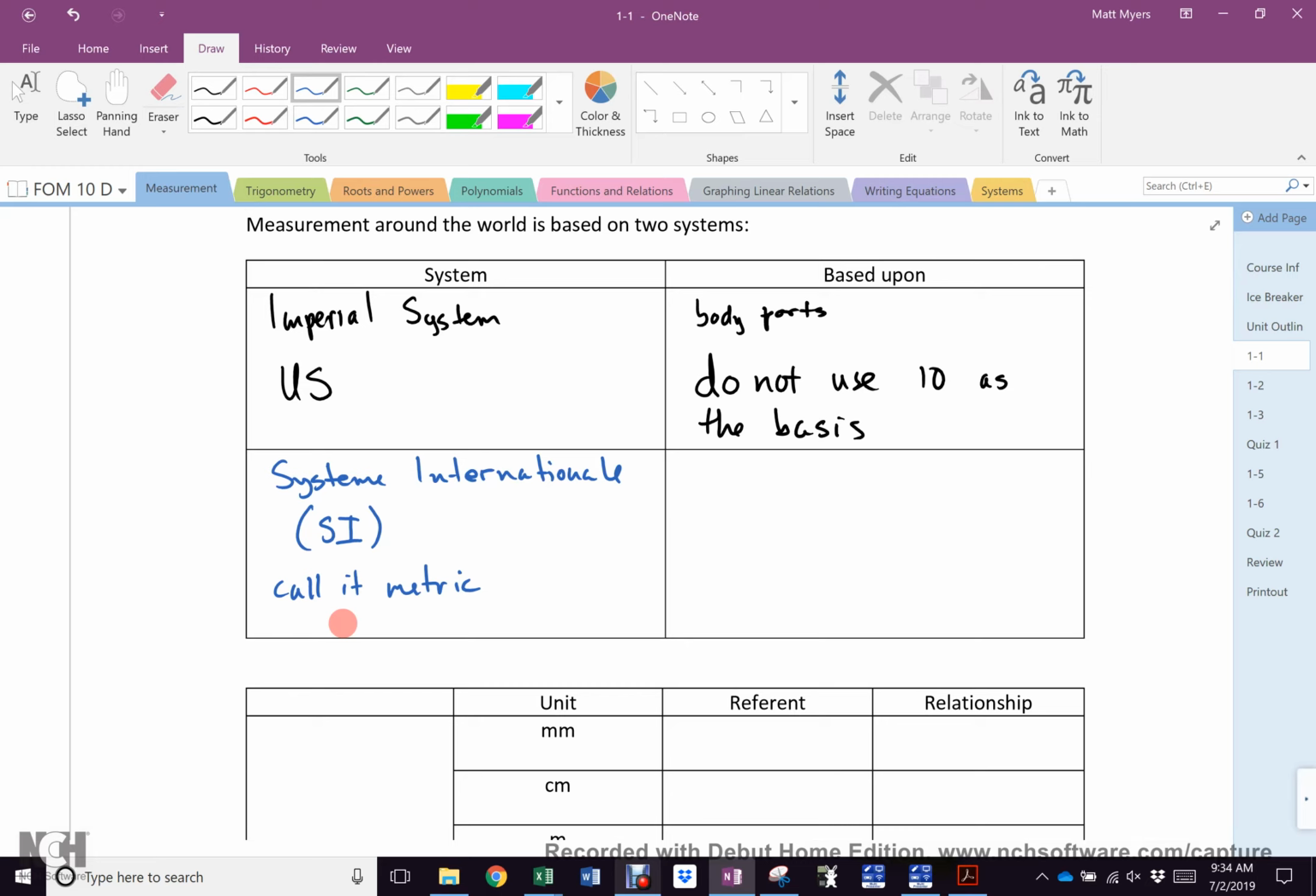What's it based upon? It's not based on body parts. So this is out. It is based upon 10. And that's why metric works, because no matter what you're measuring, weight, volume, length, anything, it's always in chunks of 10, just like we count. It's like counting.